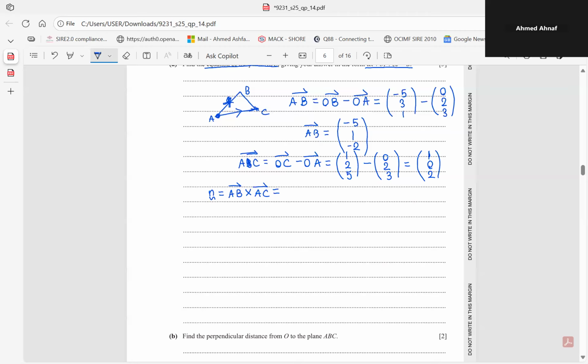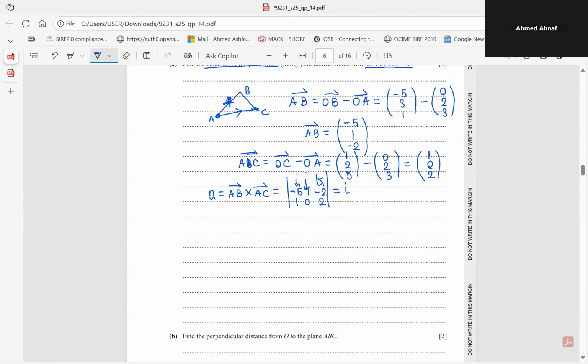And to do that, you can do your IJK. You find the determinant of this. So first row would just be minus 5, 1, minus 2, and the second will be 1, 0, 2. Okay, so to evaluate this, you can just use your calculator to save time, but I'm going to show you how to do it without a calculator because a lot of exam questions give you the vectors in terms of constants.